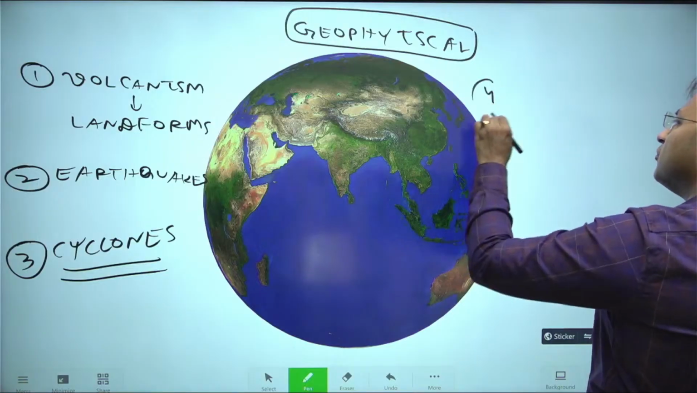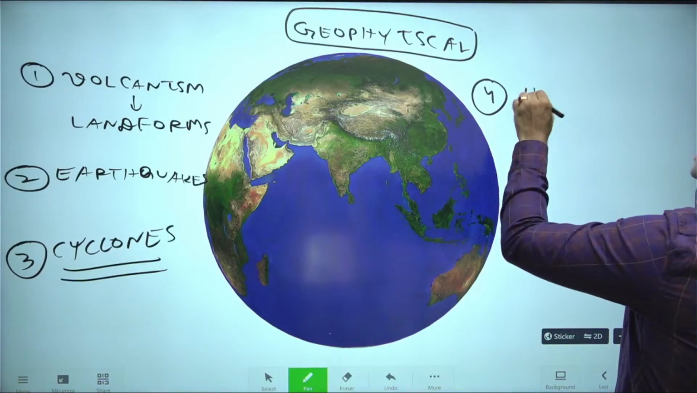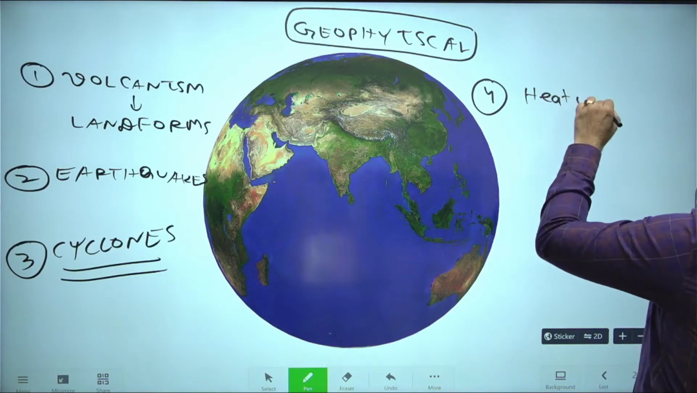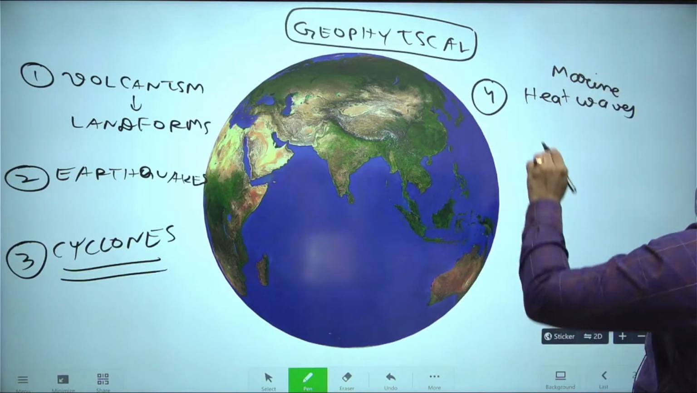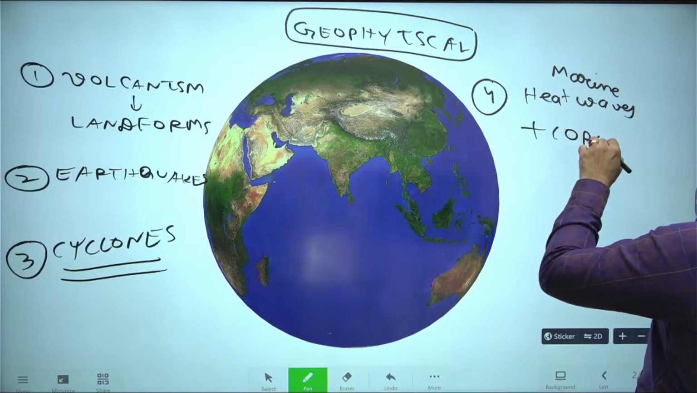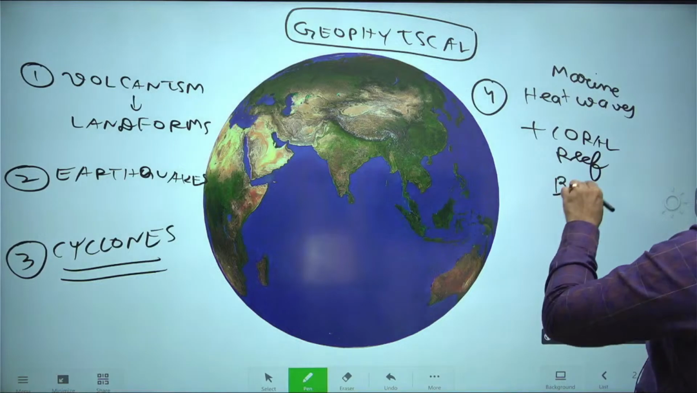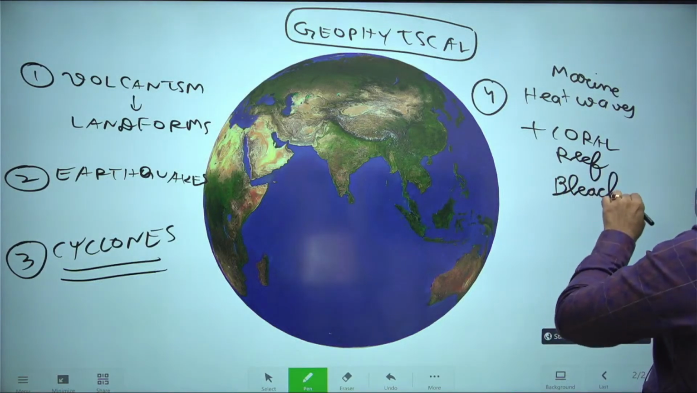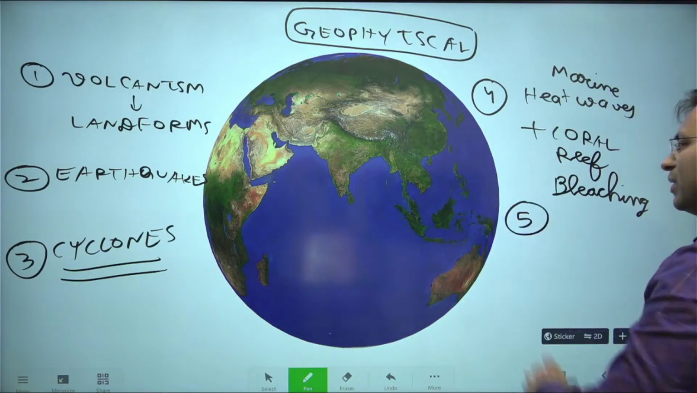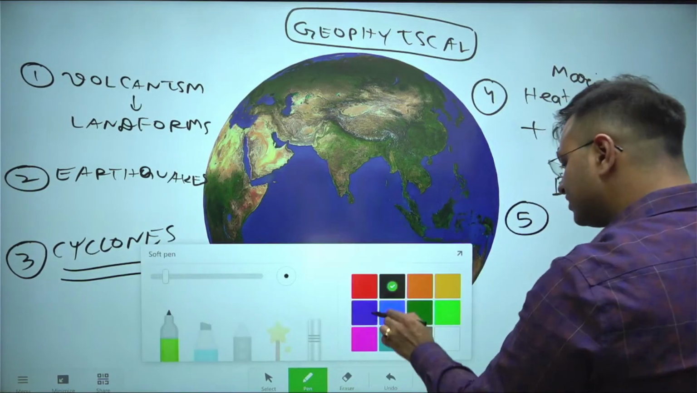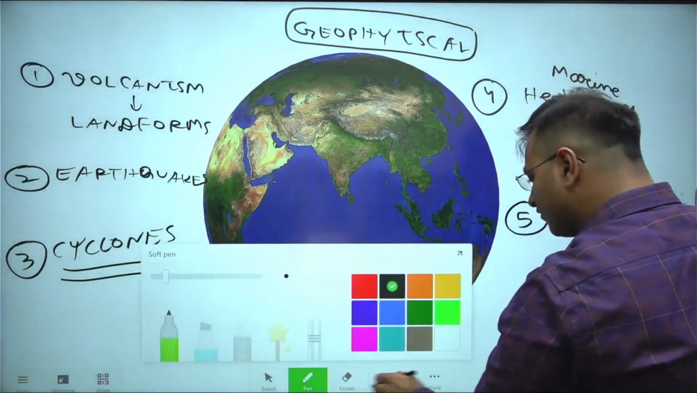Then fourth, I'll be venturing into oceanography. I'll be discussing what marine heat waves are, and I will put some recent data in front of you. Plus we'll try to understand coral reef bleaching, because this is a very hot topic which UPSC has not yet framed in the mains. So this question can come, and side by side I will give you a hint with regards to India, in the sense that this is a hot topic for UPSC.